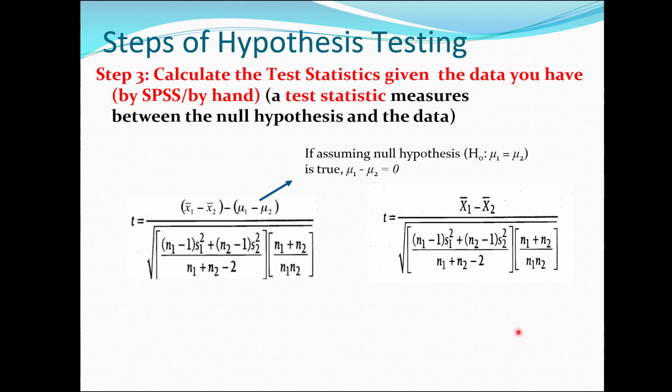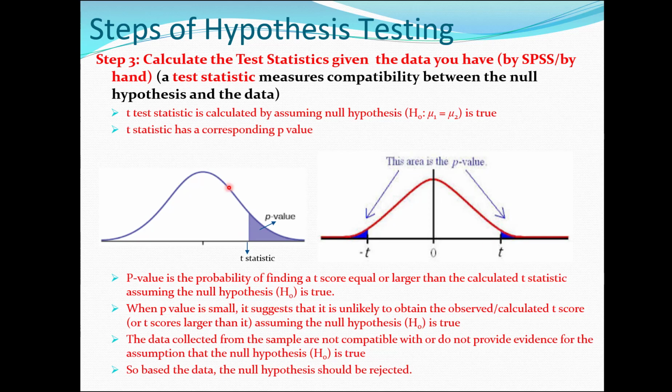Now, let me go to my next slide about step 3. We have already calculated t-test statistics by assuming the null hypothesis is true. And I hope you can still recall that when I talked about z-scores last week, we talked about z-scores and the corresponding area underneath the normal distribution.